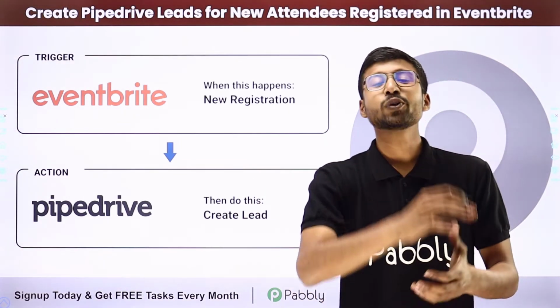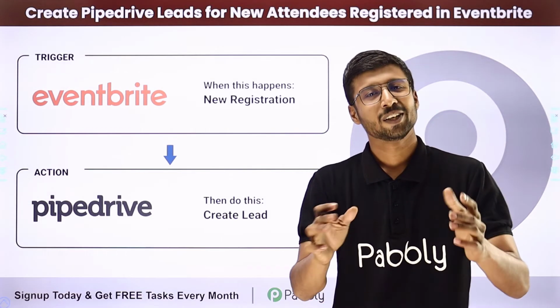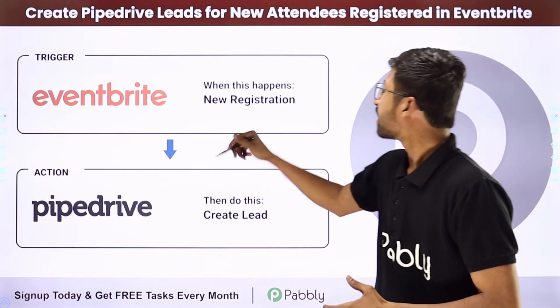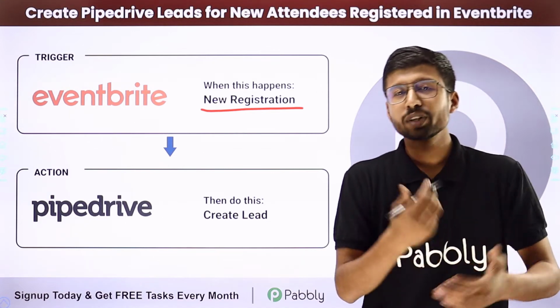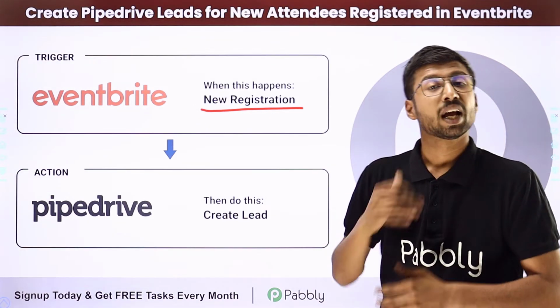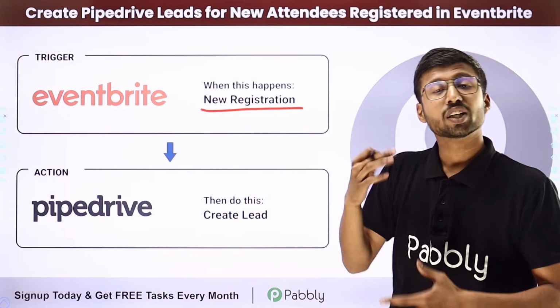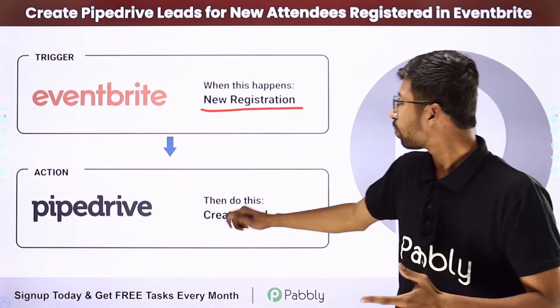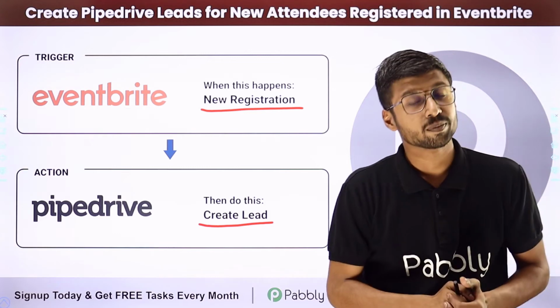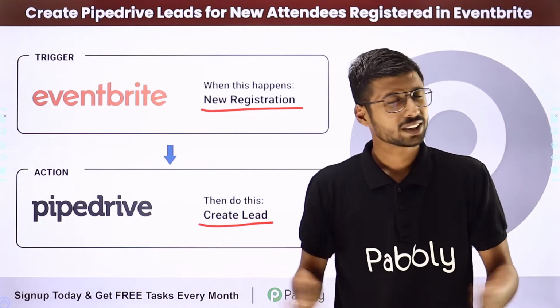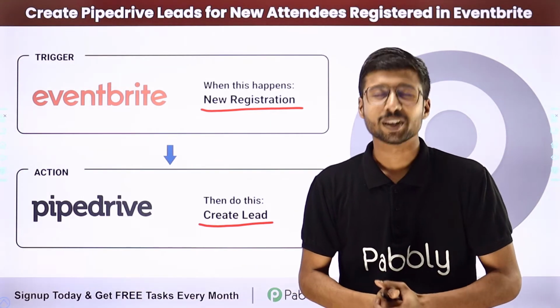So let me tell you, you can completely automate this process. The trigger of this automation will be getting a new registration or a new ticket order in Eventbrite. The action will be adding the same person who has registered or ordered a ticket into your Pipedrive CRM as a new lead. Now how can you set up this automation? To know this, you have to come with me to my screen.